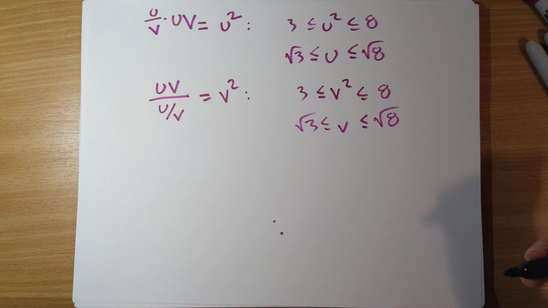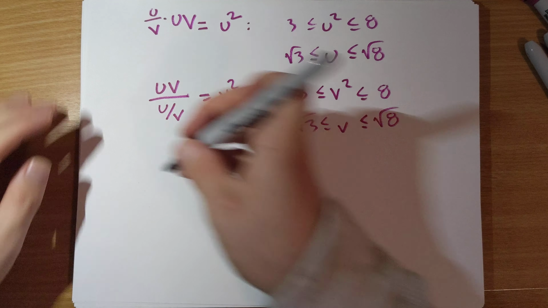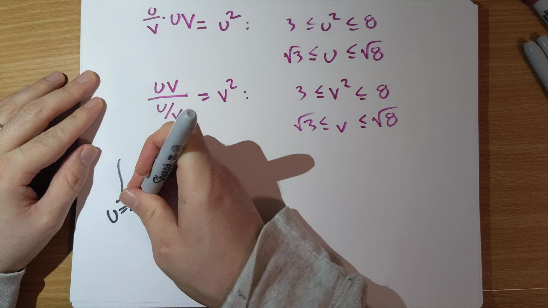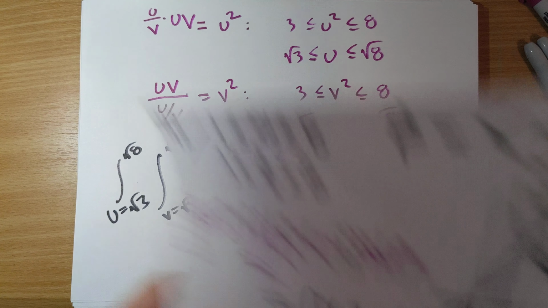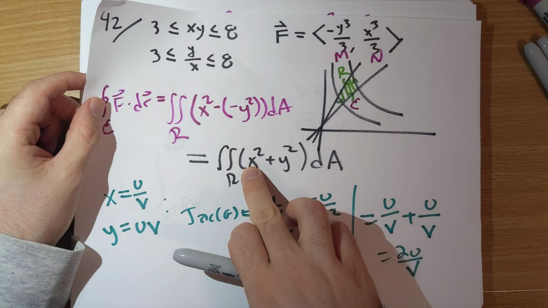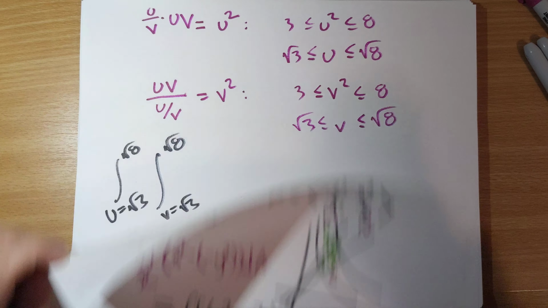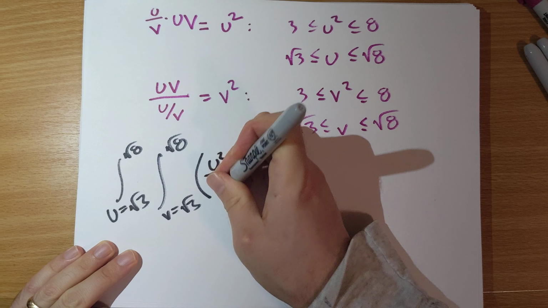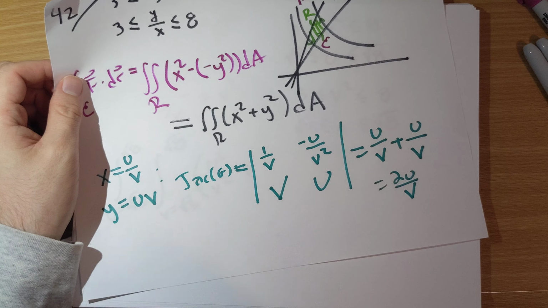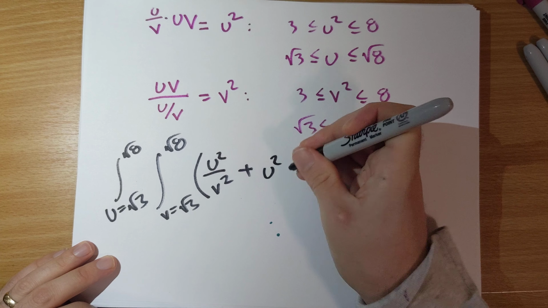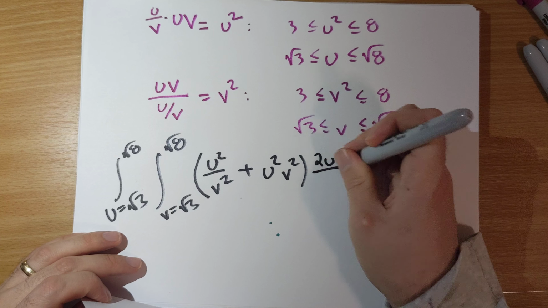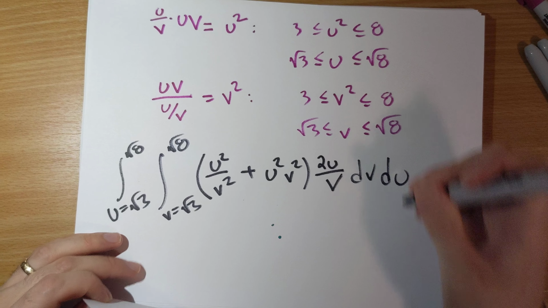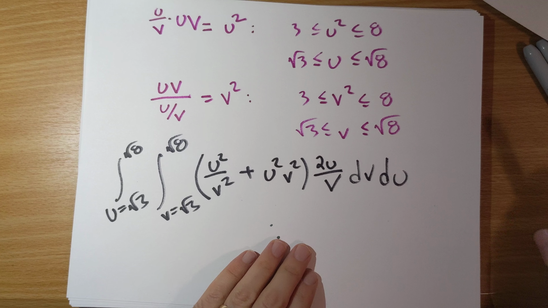So as a result here, we can conclude that the bounds are: u will run from square root 3 to square root 8, v will run from square root 3 to square root 8. We need to make the substitution in the integrand. X squared becomes u squared over v squared. Y squared becomes u squared times v squared. We throw in a factor of the Jacobian. Everything in sight is positive, so we don't have to worry about absolute value. So here is our rewritten integral.